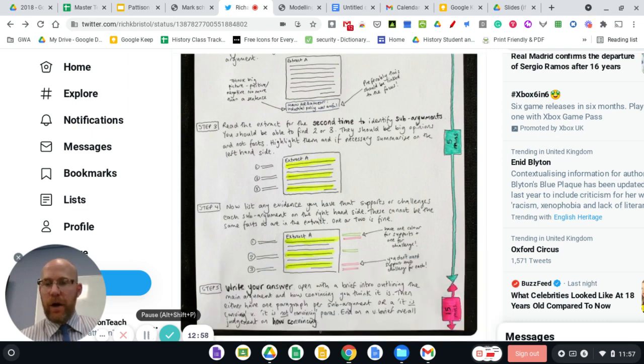Have a go at writing your opening sentence. Please pause it whilst you do it. Don't cheat. Then you'll have a chance to see an example of what I've written for my opening sentence. Pause it, have a go at writing your opening sentence, and I'll see you in a minute.